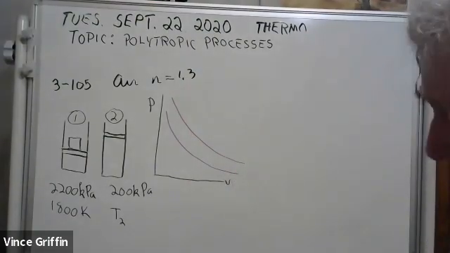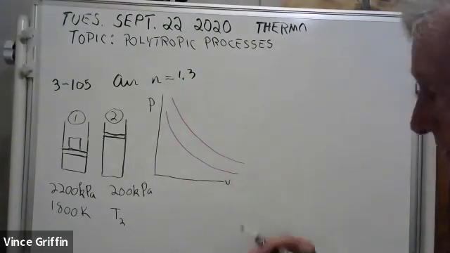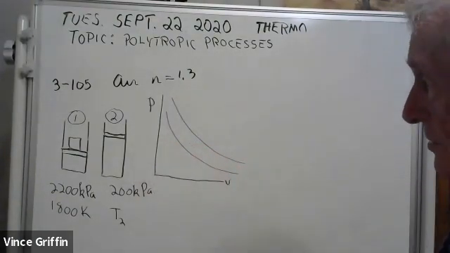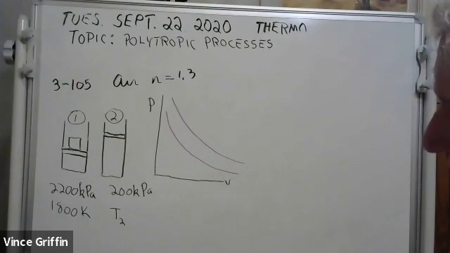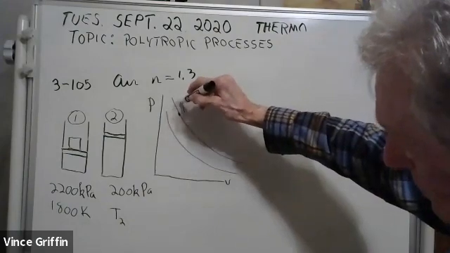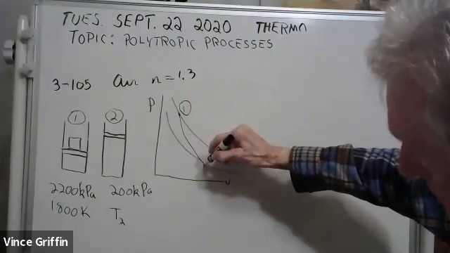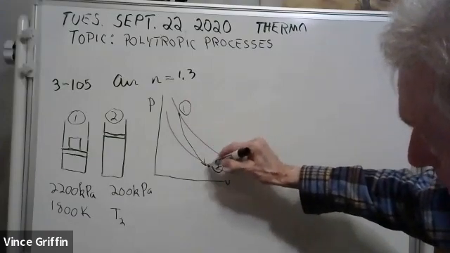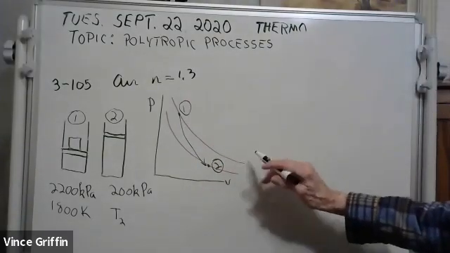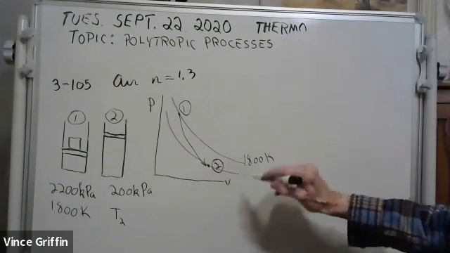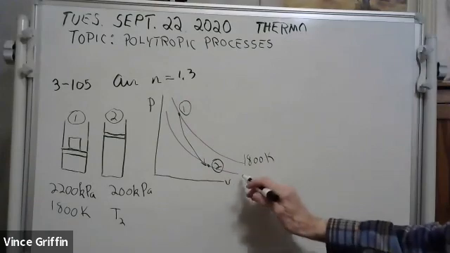I think we're getting colder. See, these are hot and these are cold. So we're going from hot to cold and the pressure is going down. I think we're doing this. We're at state 1, and we're going to state 2 at a lower temperature. This one here would be the 1,800 Kelvin. We don't know what T2 is yet.